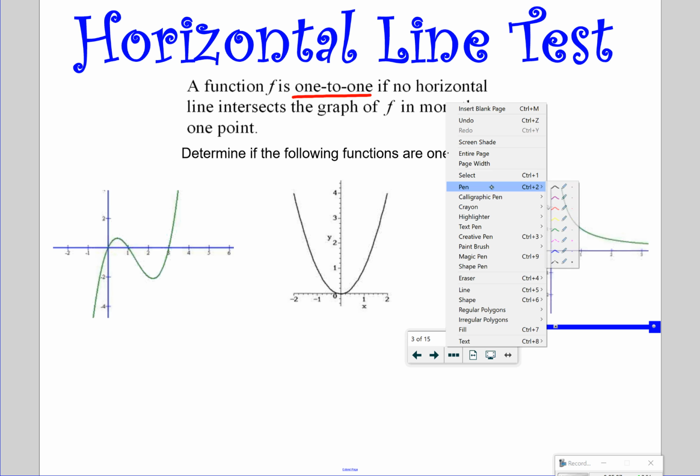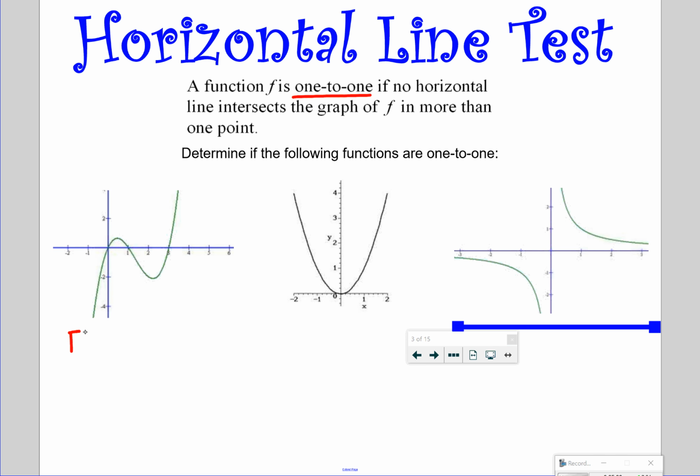So let's label them. It's a function, but not one-to-one. This guy's a function, but not one-to-one. And the final one is a one-to-one function. It passed both my vertical and my horizontal line tests.